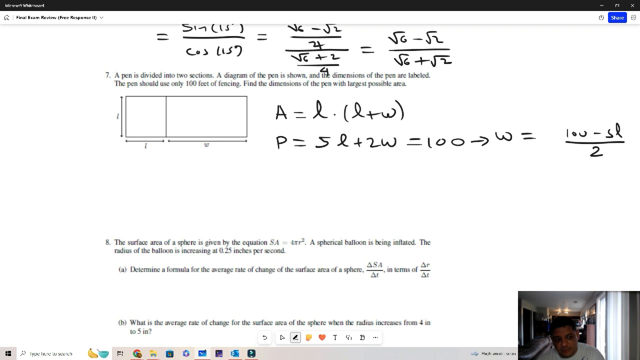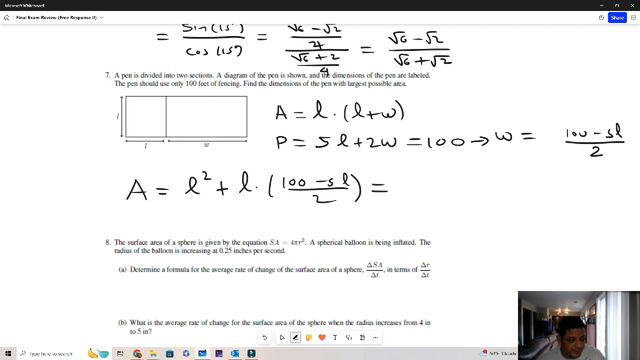Now I can use this piece of the formula and put it in here, and so now this is going to give me a new area. This is L squared, and then plus L times W, but W is going to be 100 minus 5L over 2. So if we simplify this a little bit, we're going to get a quadratic function.